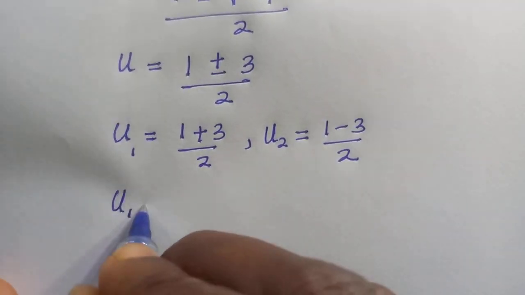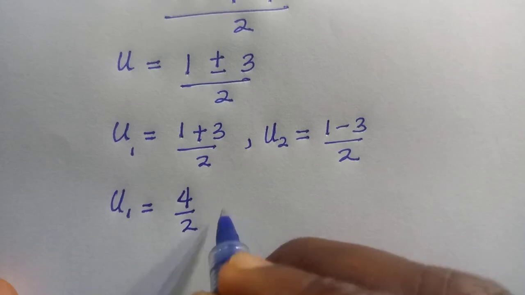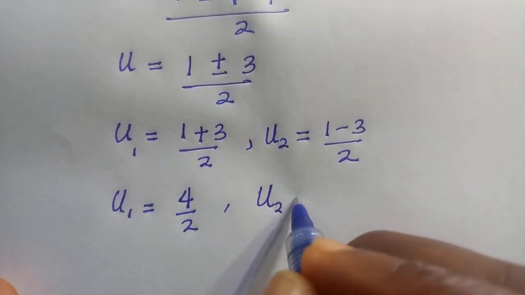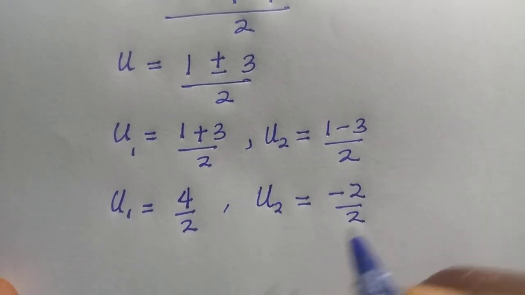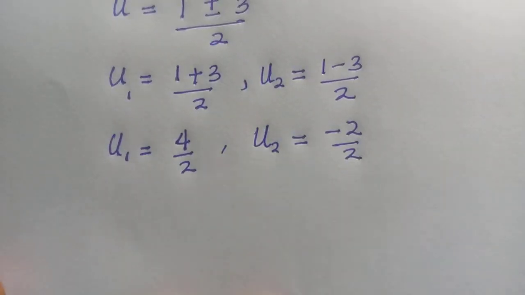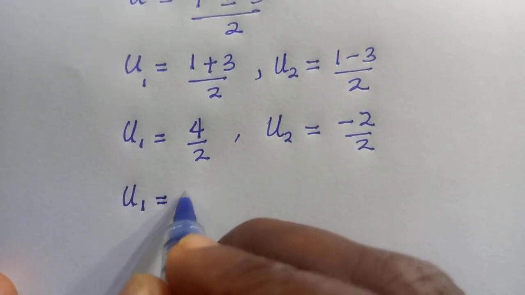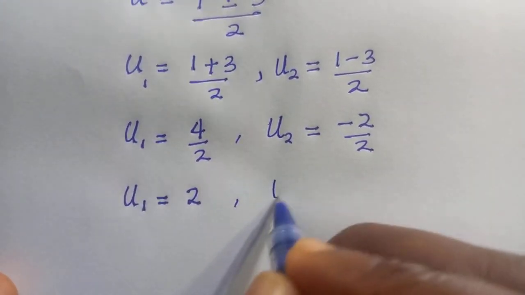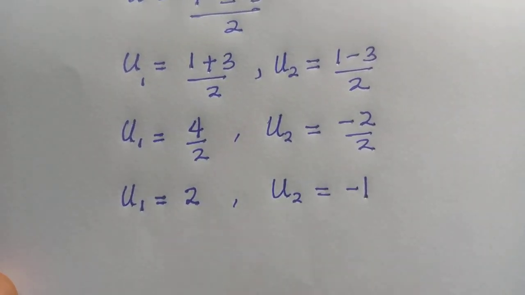So here u1 equals 1 plus 3 is 4, divided by 2. And we have u2 equals minus 2 divided by 2. So with what we have here, we conclude that the value of u1 equals 2 and the value of u2 equals minus 1.